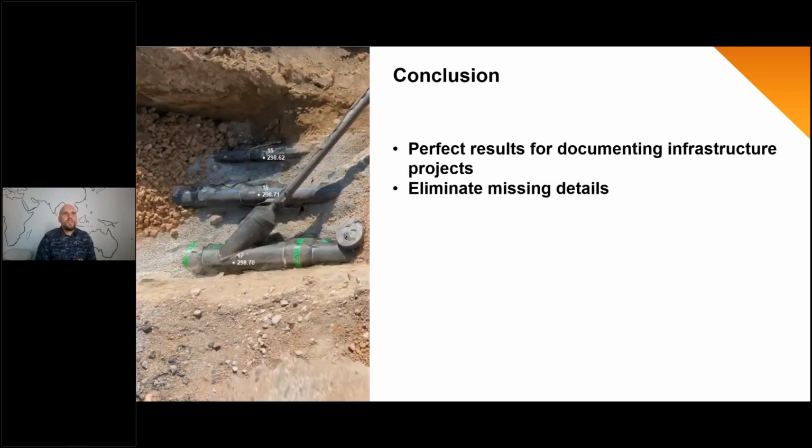This technique will also eliminate missing data. So we know that when we are mapping things with traditional techniques, like with GPS or total station, it can happen that we will miss some important detail and forget to record it. Now with this one, we will get a 3D model, and everything that is visible in the video or photos will be present in that final 3D model. So this technique can eliminate missing details.